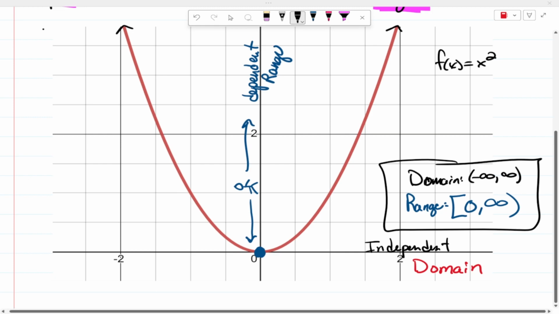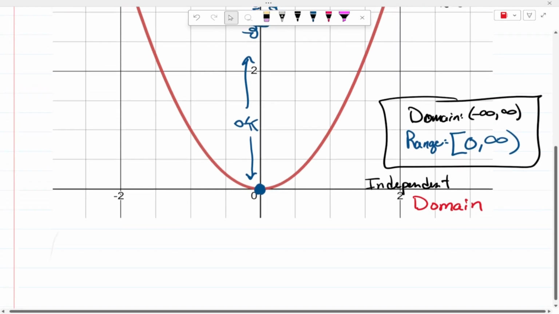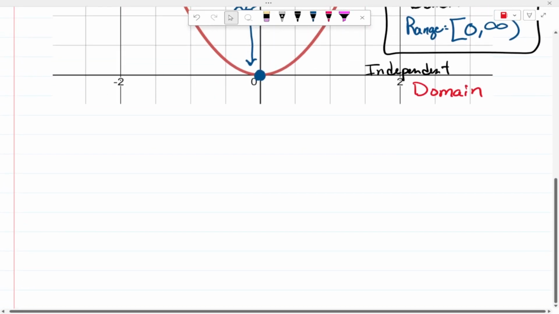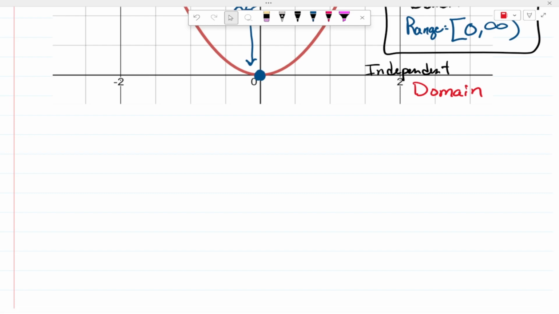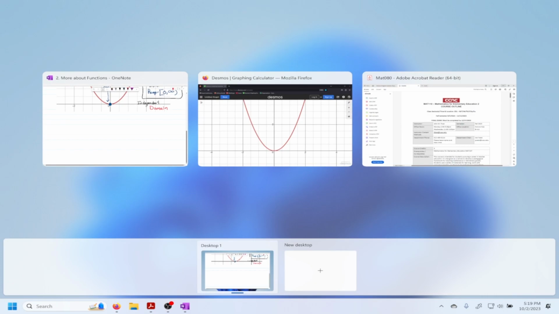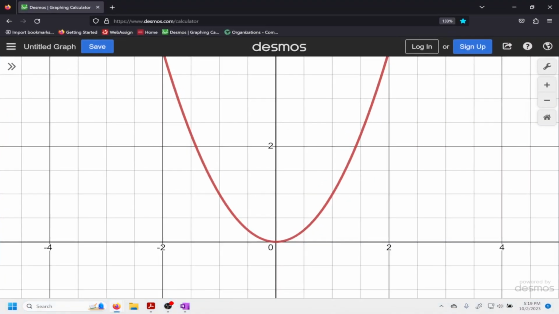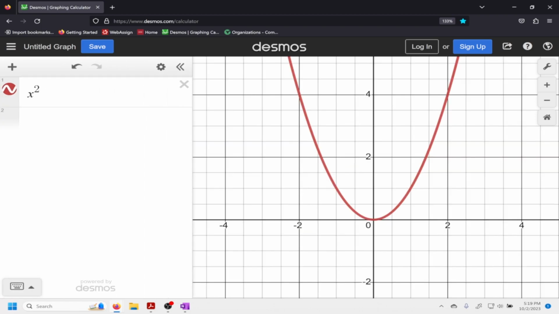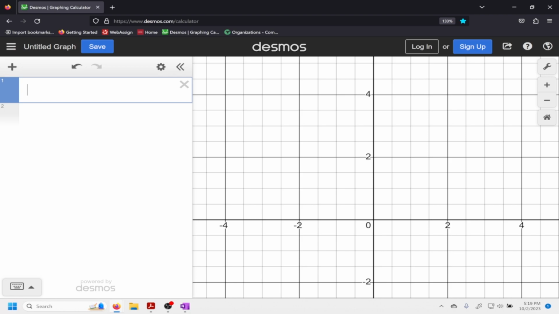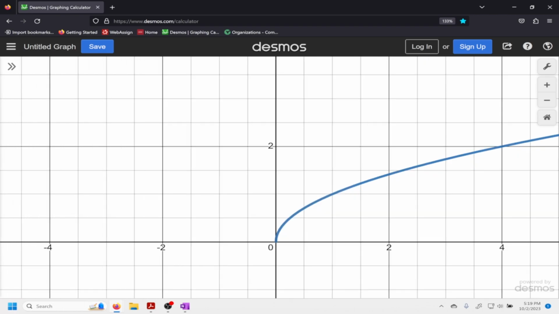Now, I know some of you are probably sitting there thinking, boy, that was really easy. Is it always that simple? And obviously the answer to that question is no. So I want to grab Desmos again because I want to show you another function where our domain and range get a little weird. So here's Desmos. And I'm going to go ahead and do the square root of x. Okay. So once again, we'll copy and paste this into our notes.